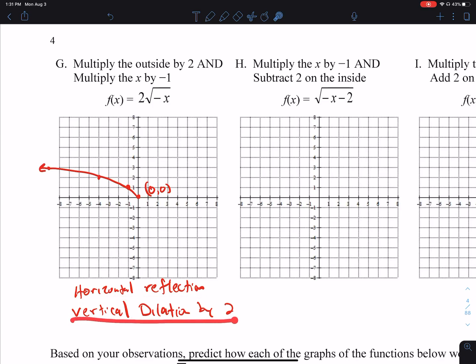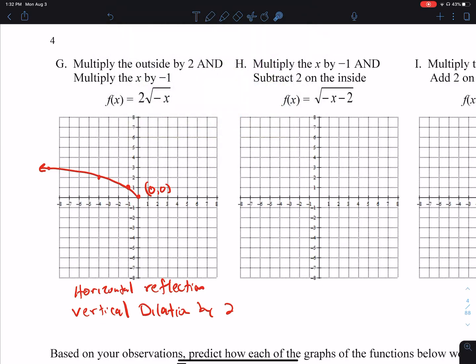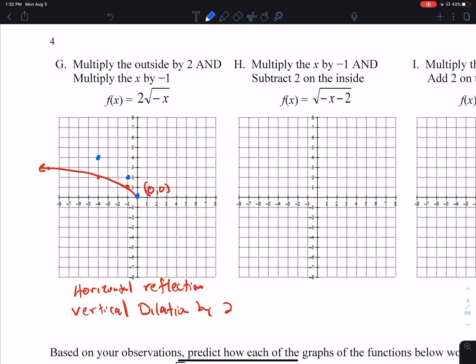A vertical dilation by 2 means we take every y value, this one, this one, this one, and this one, and all the points in between that we haven't named, and we double them. So I'm going to draw this in blue, then I'll get rid of the red one. If I double 0, I get 0. If I double 1, I get 2. If I double 2, I get 4. If I double 3, I get 6. So here's how this would look.